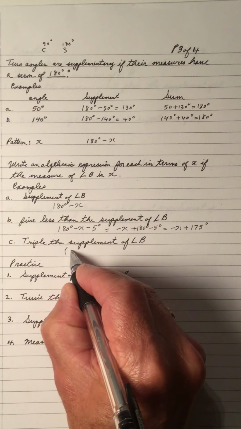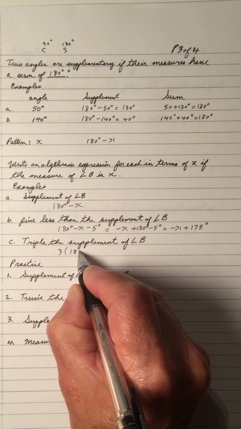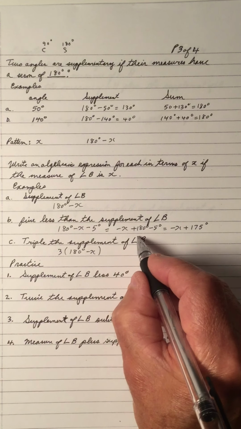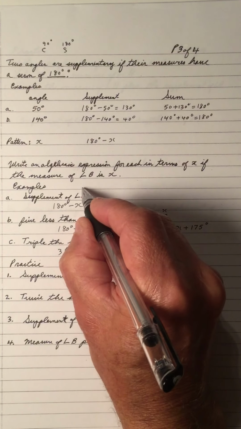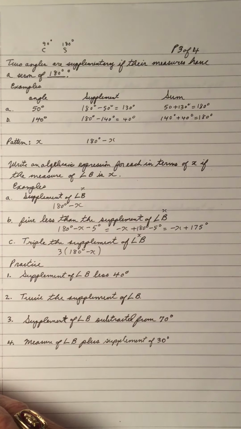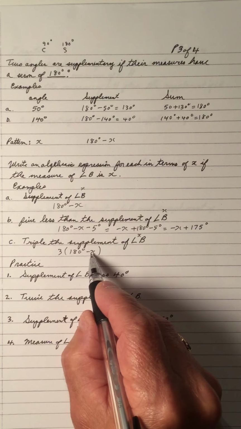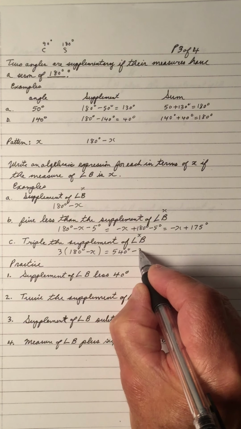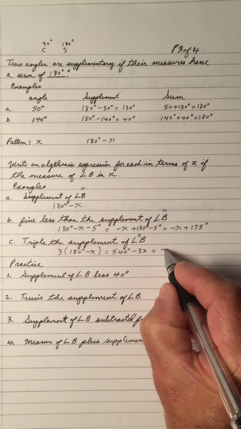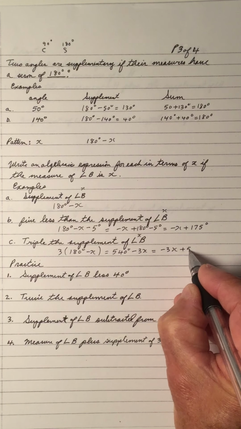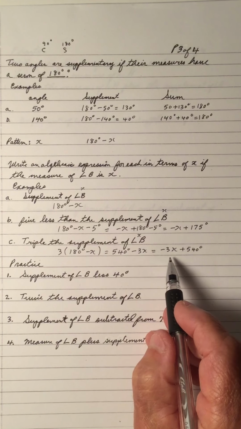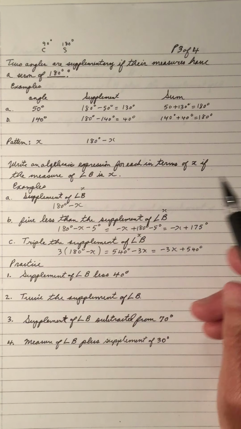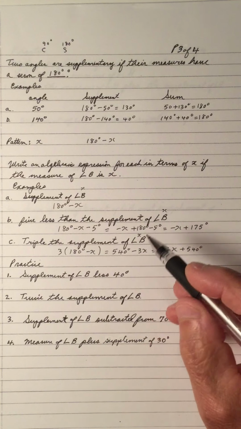Triple the supplement. So that's 3 times the supplement, 180 minus x. Angle B is x, so the supplement is 180 minus x, and triple that gives us 540 degrees minus 3x. Written mathematically correct, it's negative 3x plus 540. Practice means pause the video, work these out to see if you're going to get them right.